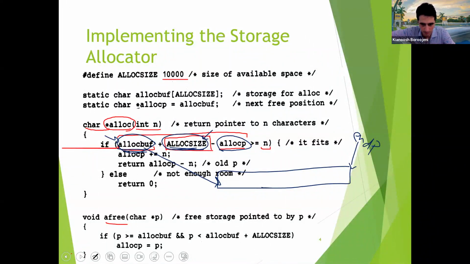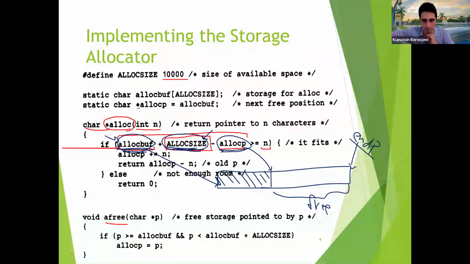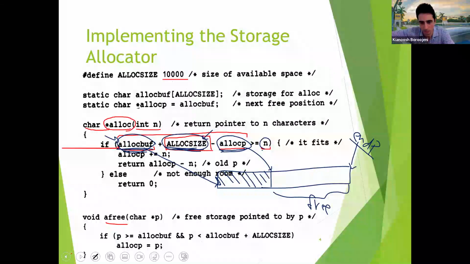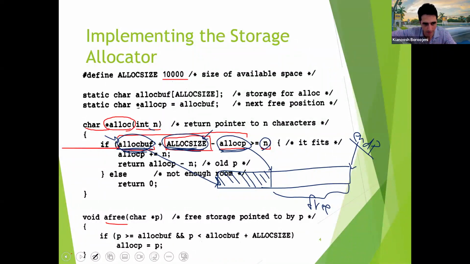If you remember, alloc p was pointing to the beginning of the free section. So let's say these are all occupied, and alloc p is pointing to the free section. When I subtract alloc p from NP, which is basically equal to alloc buff plus alloc size, that's going to give me the number of bytes that I have that are free. The rest of it is occupied. If the amount of free memory is greater than what you want to allocate, which is n, then we are going to do the allocation. Otherwise, we're going to return 0.